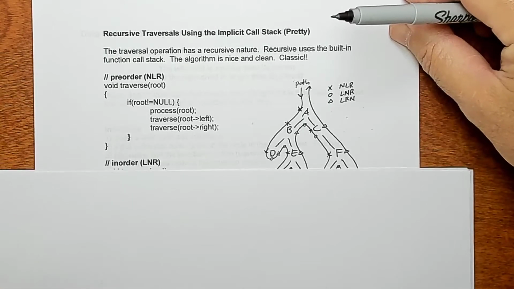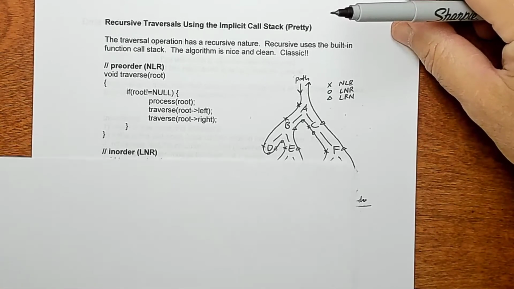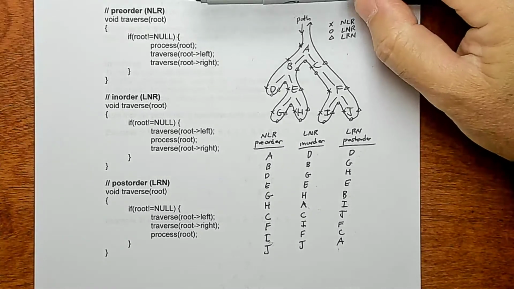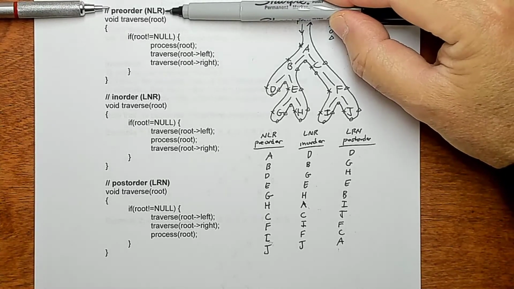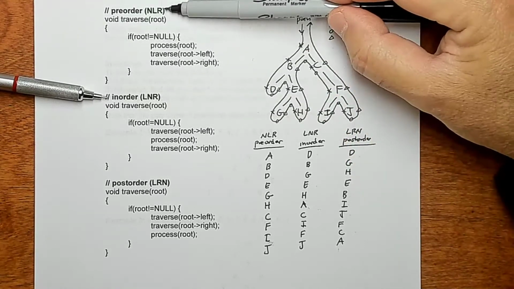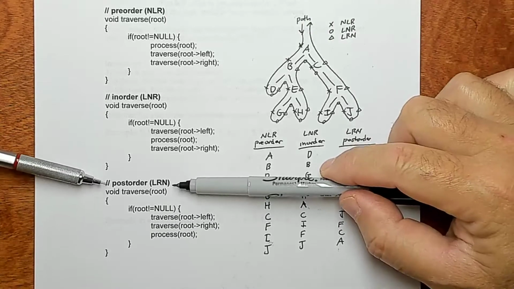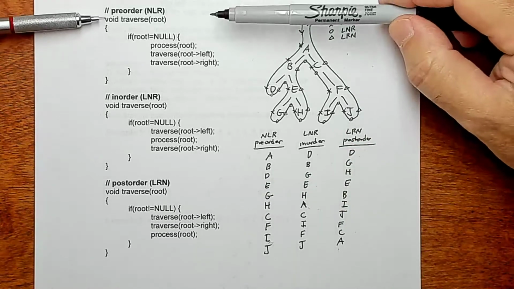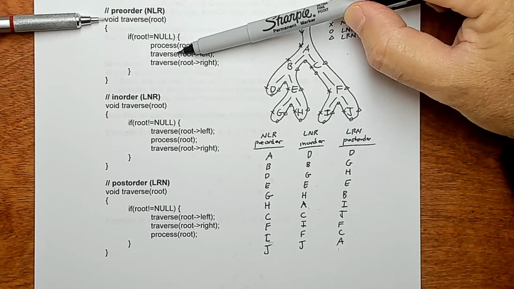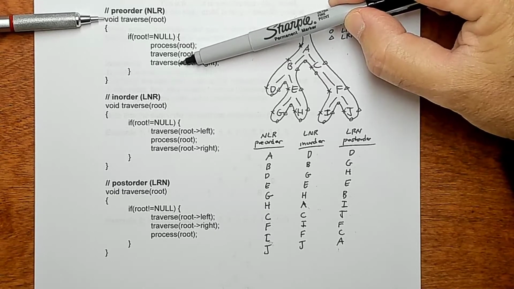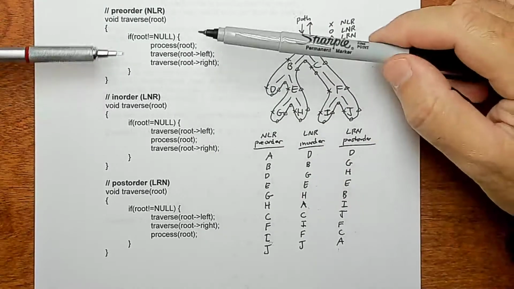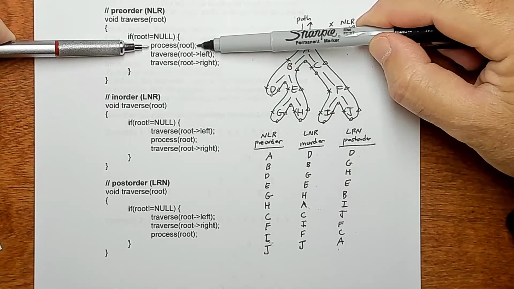Let's see, how are we going to do this? I'll just dump the whole thing on there and look at it all at once. So here's a pre-order traversal, or an NLR traversal. Here's an in-order, LNR. And here's a post-order. They're recursive. This one is called traverse, and it calls itself twice. That's the recursion part. Same thing for this one, it's called traverse, and they're all the same. They only differ in where the processing happens.